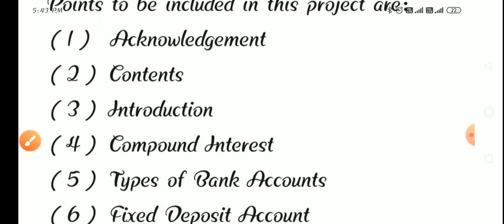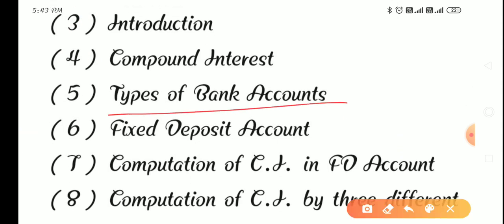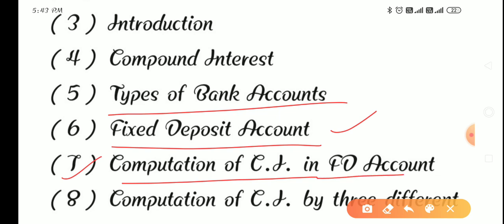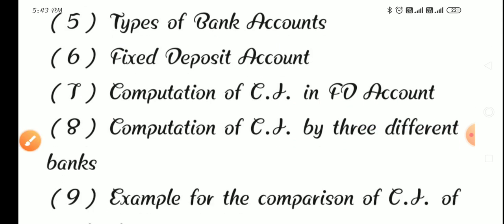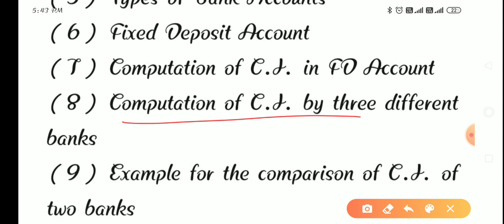Fifth, types of bank accounts. Sixth, fixed deposit account. How many types of bank accounts are there? What is a fixed deposit account? Seventh point, computation of compound interest in FD account. How to compute the CI in FD account, that you have to write. Eighth, computation of CI by 3 different banks. According to different banks, the computation of compound interest may be different.